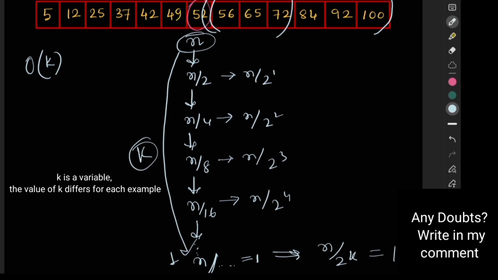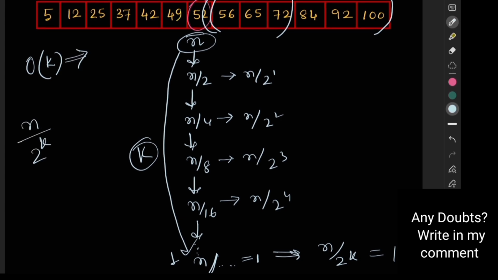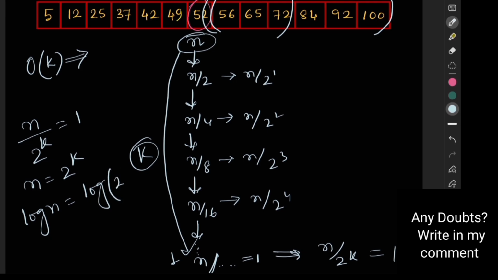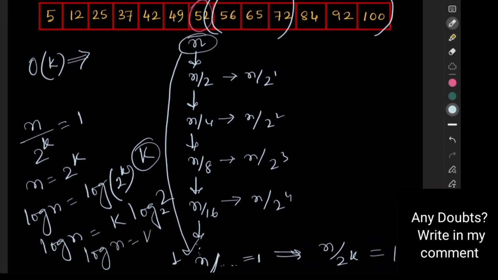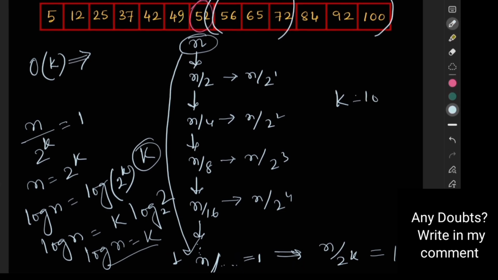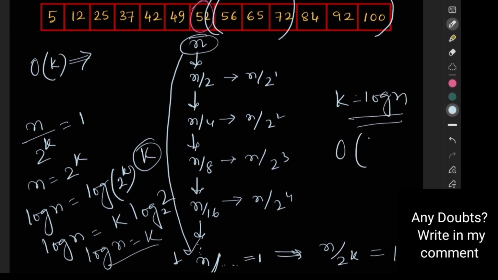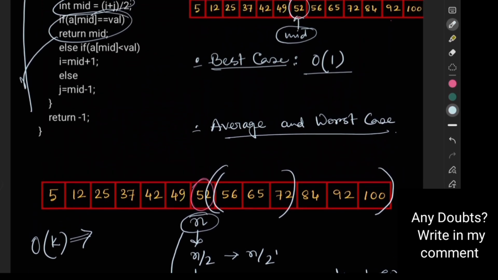But we know that we have to express our time complexity in terms of n, right? Then we know that n by 2 to the power k equals 1. That means n equals 2 to the power k. That means log n equals log 2 to the power k. That means log n equals k log 2, and the base is also 2. That means log n equals k. That means k equals log n. So we can say the time complexity is big O of log n for the binary search.